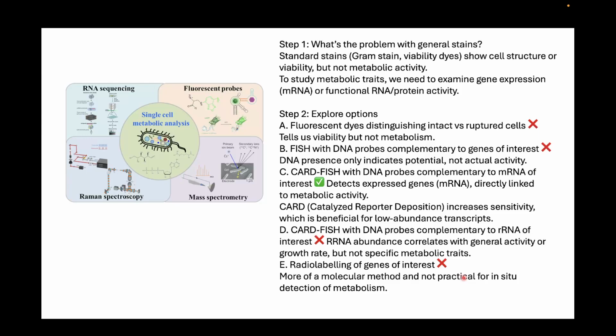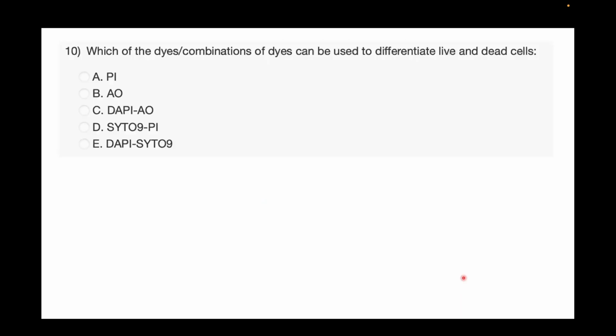Cool. Thank you. Moving on to the last question of this session, question number 10. Which of the dyes or combination of dyes can be used to differentiate live and dead cells? A related question. Which of the dyes or combination of dyes can be used to differentiate between live and dead cells? The options are option A, propidium iodide, option B, AO, option C, DAPI and AO, option D, SYTO9 propidium iodide, option E, DAPI and SYTO9. Tell me the correct answer in the chat box.